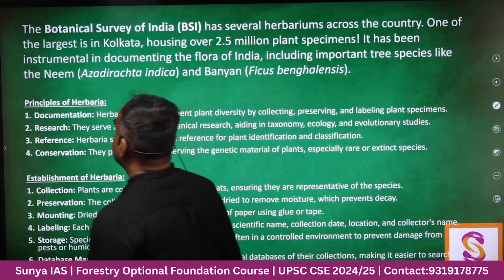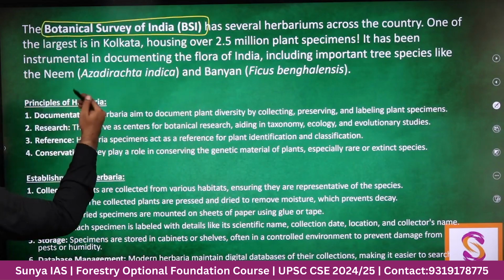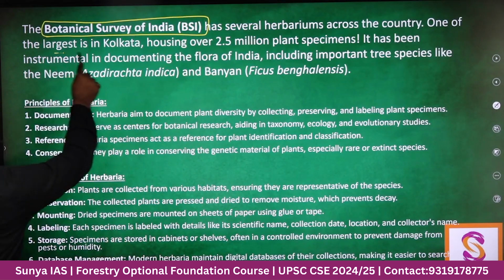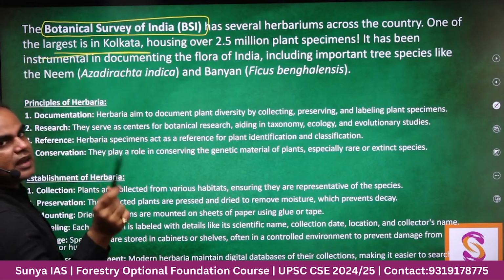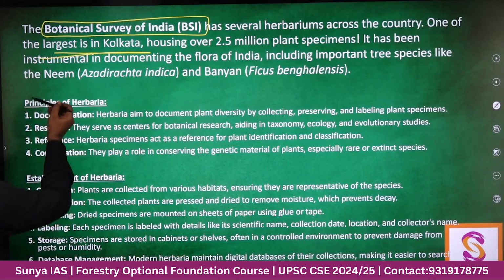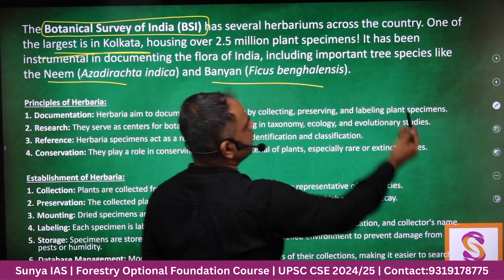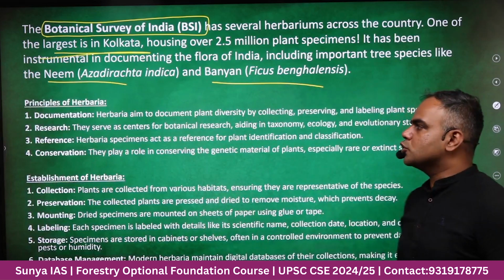Here the Botanical Survey of India has a lot of herbariums. The biggest one is in Kolkata, which has 2.5 million specimens. It includes very important species like neem, Azadirachta indica, and banyan. So these are some important things that you should know.